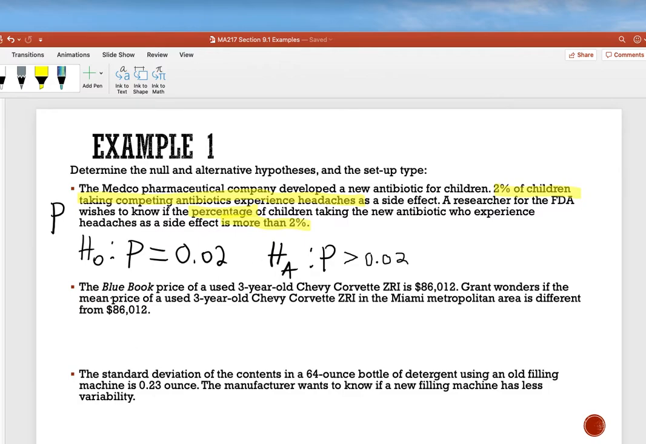The second one has the Blue Book price of a used 3-year-old Chevy Corvette ZR1 at $86,012. Grant wonders if the mean price of a used 3-year-old Chevy Corvette ZR1 in the Miami metropolitan area is different from $86,012. So the parameter that this one uses is going to be the mean.